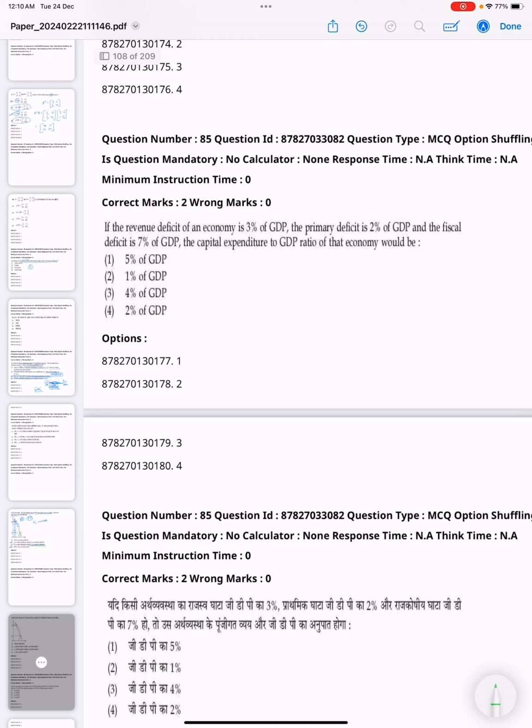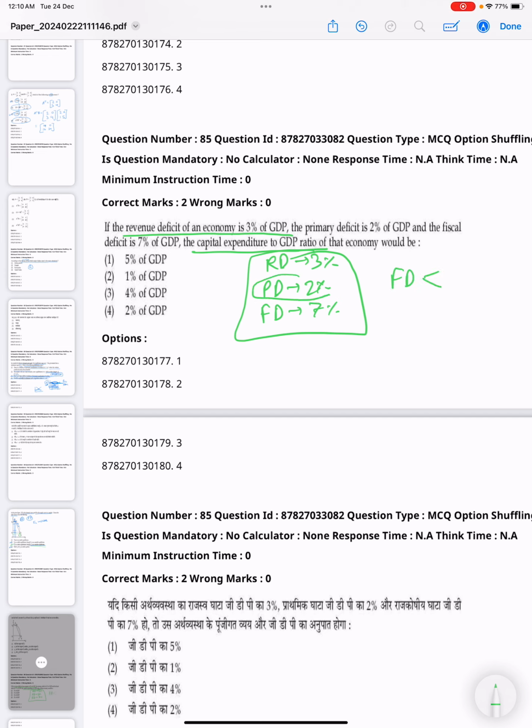Okay, now coming to the 85th question. If the revenue deficit of an economy is 3%, primary deficit is 2%, and fiscal deficit is 7%, we are supposed to find the capital expenditure to GDP ratio for the economy. Fiscal deficit minus interest payments gives you primary deficit, but this is not required. Fiscal deficit can be due to revenue deficit or capital deficit. If revenue deficit is 3% and fiscal deficit is 7%, the capital deficit would be 4%.